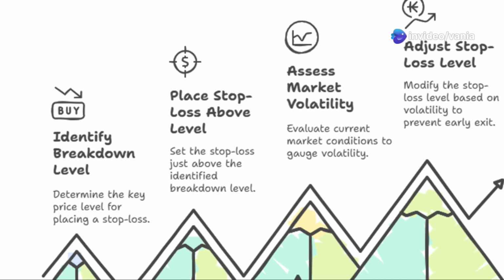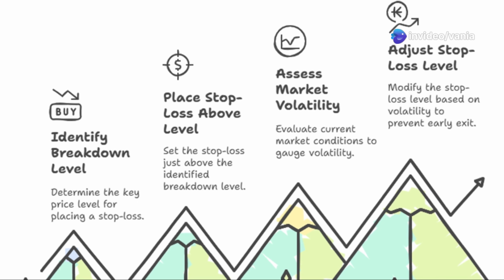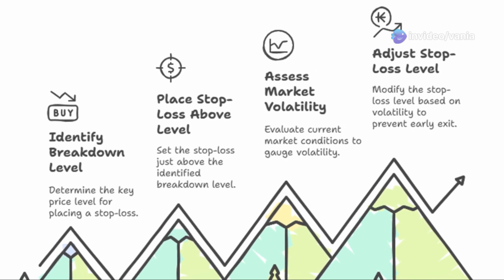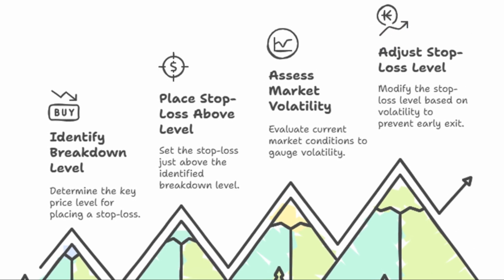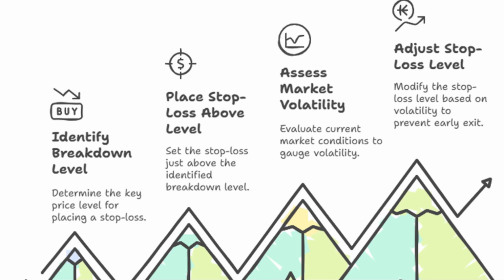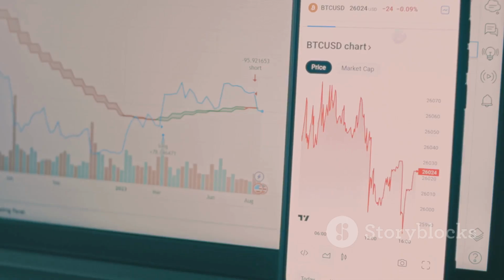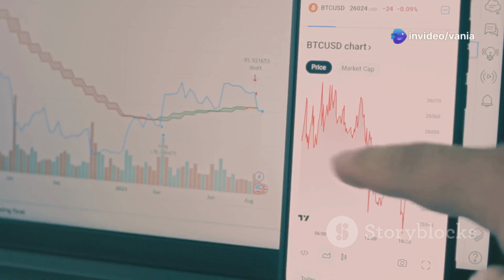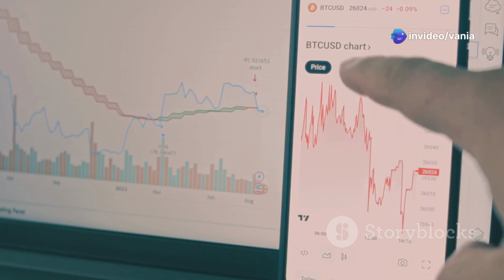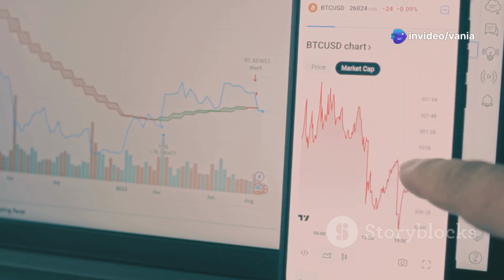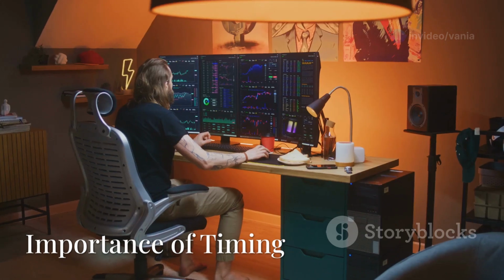In case of a bearish breakout, place the stop-loss just above the breakdown level or the last swing high. Adjust stop levels based on market volatility to avoid being stopped out too early. If shorting at $49.50 after a breakdown below $50, a trader might place a stop-loss at $51 to account for possible retests.